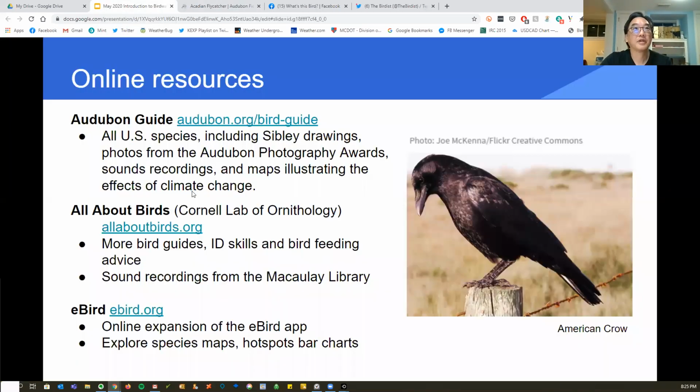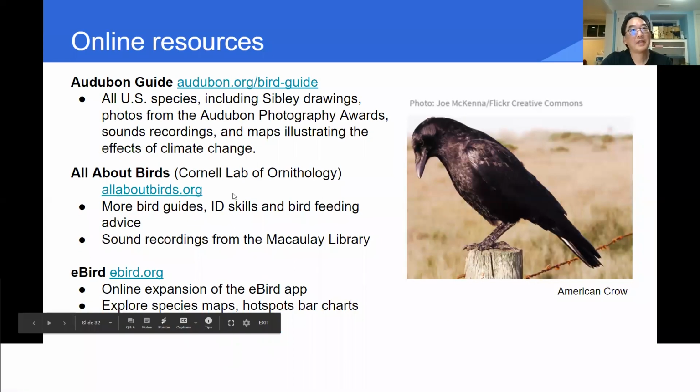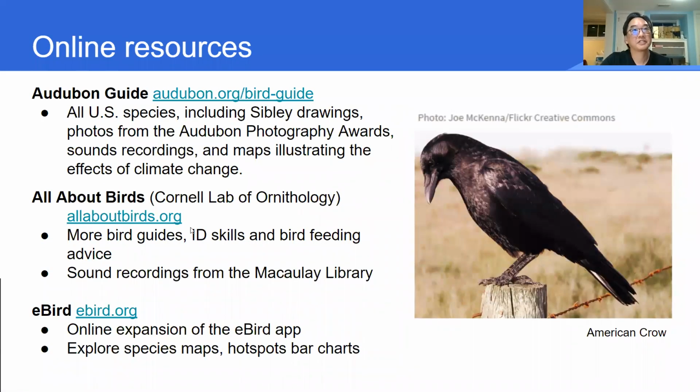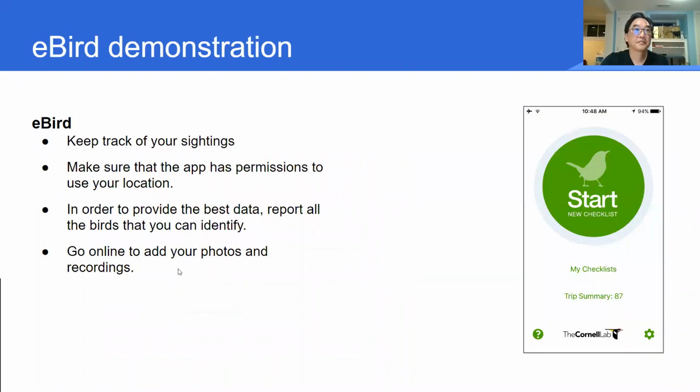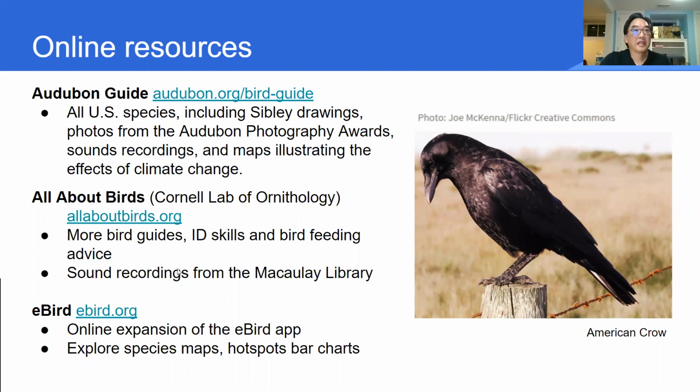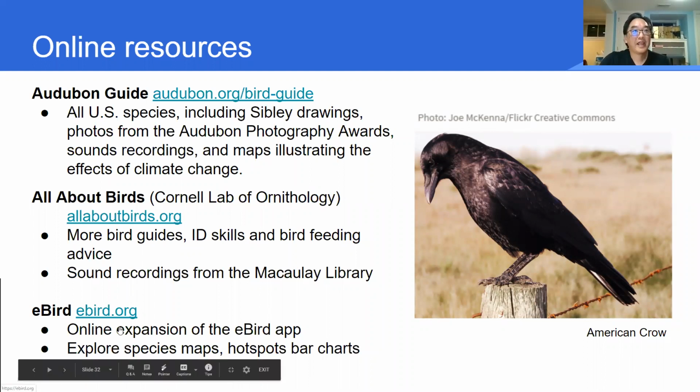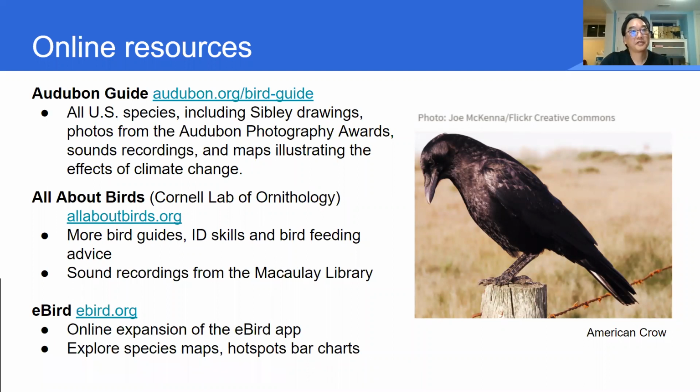We have other websites that are great. Cornell Lab has similar information in theirs, plus they have ID skill tips as well as bird feeding advice, as well as their vast Macaulay Library sound recording collection. On eBird, you can enhance the information that you've entered on the app and use it to explore different items.